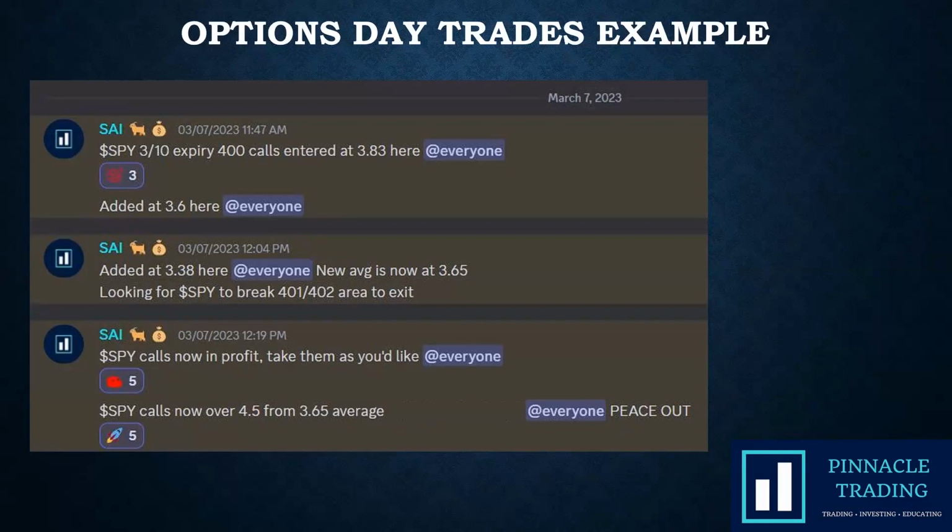And then, as soon as SPY calls went up, we saw the pullback. I usually get in on the initial entry, start a position, and I'll add on the way down or the way up, depending on how the position is playing, because I want to get a better average. If it's pulling back to a support level and a bounce, if I see that, I'll take that. But if it's going my way, then I'll also add on the way up, because if something's going my way, I want to make more money. So then the SPY calls went into profit, and they went all the way to about 4.5 from about a 3.65, 3.7 average. So a solid return on that. And that was it on the option day trade example.